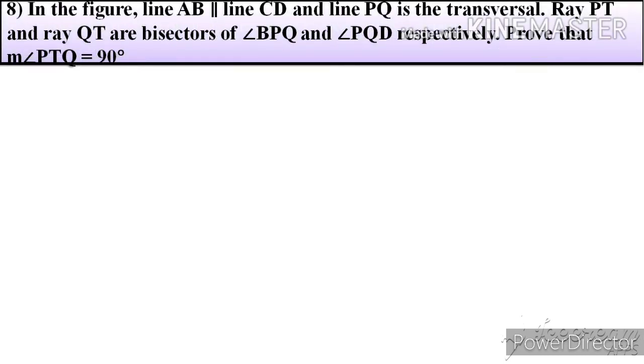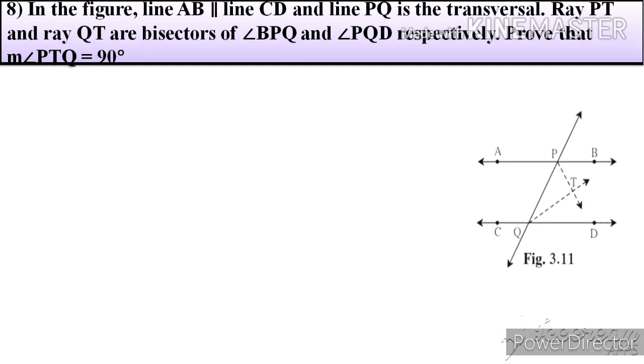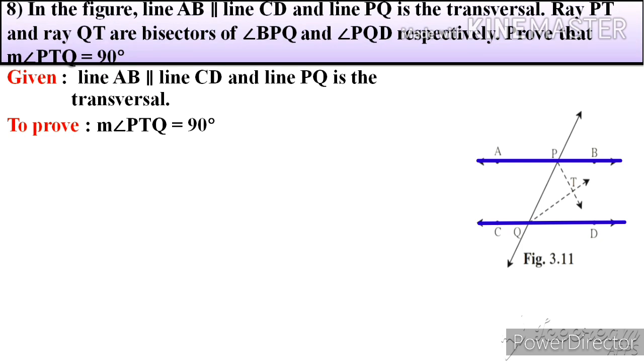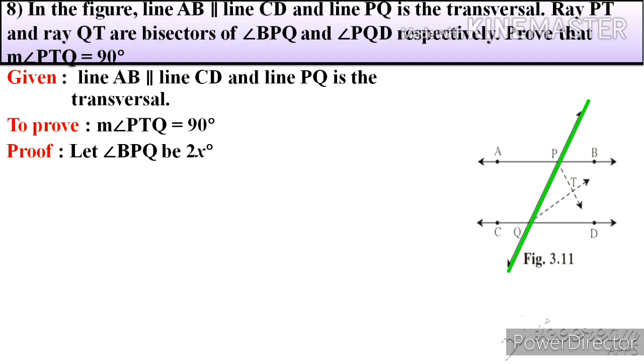Question number 8. In the figure, line AB parallel to line CD and line PQ is the transversal. Ray PT and ray QT are bisector of angle BPQ and angle PQD respectively. Prove that measure of angle PTQ is 90 degree. Here we have given information line AB is parallel to line CD and line PQ is the transversal. We have to prove measure angle PTQ is 90 degree.